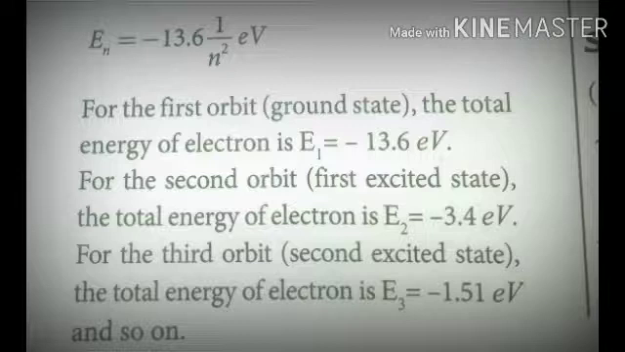Next we substitute the orbit value. For the first orbit, that means the ground state, n is equal to 1, so E1 is equal to minus 13.6 electron volt. For the second orbit, the first excited state, the total energy of the electron is minus 3.4 electron volt. For the second excited state, n is equal to 3, we get minus 1.51 electron volt. It goes on like this.